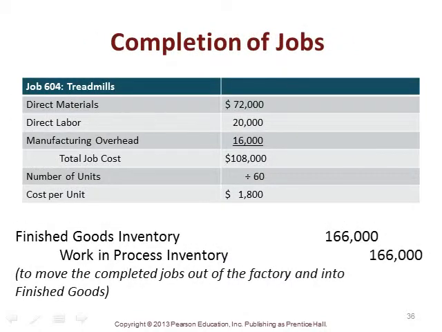And here you can see, at the completion of the jobs, this job ticket where we show direct materials of $72,000, direct labor of $20,000, I'm sorry, manufacturing overhead of $16,000. So we have a total job cost of $108,000, which is spread across the 60 units that were completed. So the cost per unit is $1,800. We're ready to move these jobs out of work in process into finished goods inventory, and so we debit finished goods inventory, which is one asset account, and we credit work in process inventory, just another asset account, in order to move them into finished goods inventory.